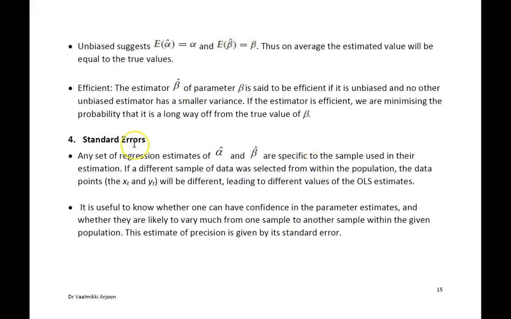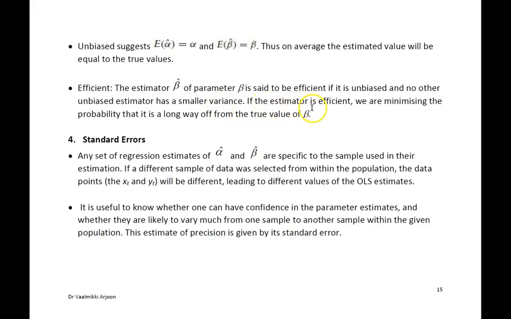If it's unbiased, it also means that the expected value of alpha hat is equal to alpha, and the expected value of beta hat is going to be equal to beta. So on average, the estimated value will be equal to the true values. Okay, and if it's efficient, it means the estimator beta hat of parameter beta is said to be efficient if it is unbiased and no other unbiased estimator has a smaller variance.